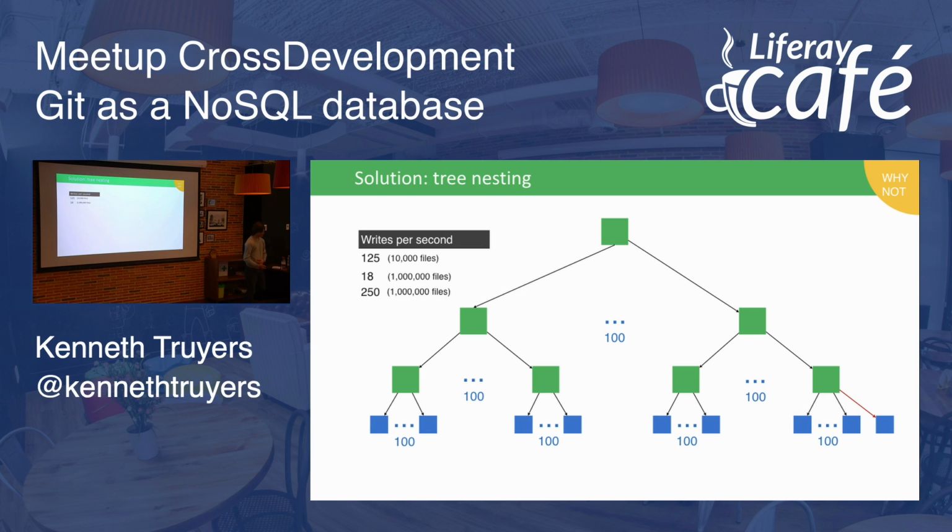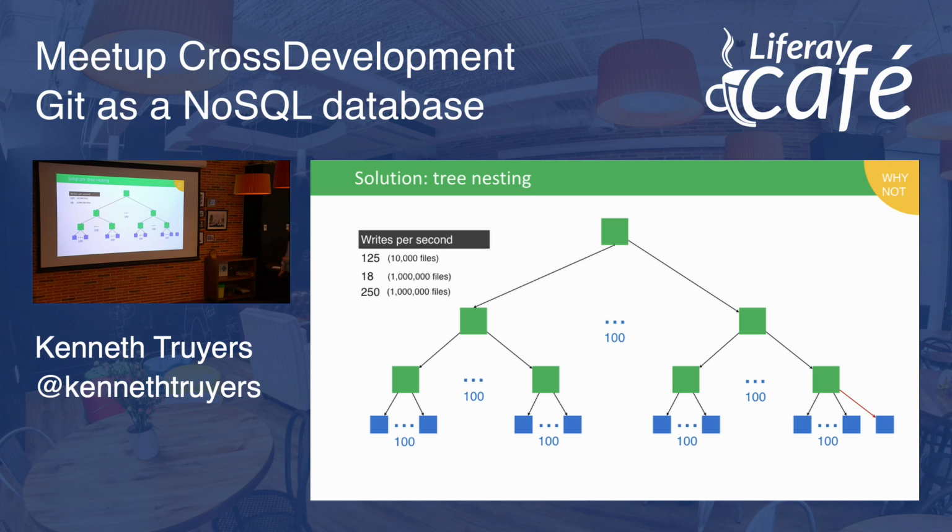So there's various solutions, or improvements, so to speak. The first thing is tree nesting. So before we had one tree with 1 million entries, and now we have different trees: the top tree has 100 subtrees, each of those has 100 subtrees, and each of those has 100 blobs. So 100 times 100 times 100 is still 1 million blobs. It's just the structure that's different. And you can think of this as subdirectories. So instead of having one directory with 1 million files, you separate them out in smaller directories.